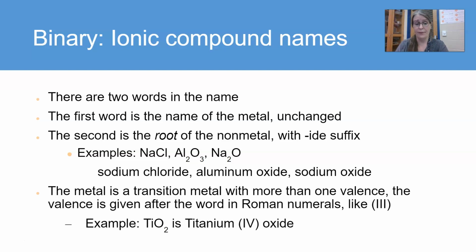So for example here, titanium oxide, well, titanium can make a +2 ion and a +4 ion. And we'll see in a little bit that the formulas would be very different if it was +2 or +4. So we need to say which one it is. This is titanium IV oxide. And so to distinguish between the two of them, we put that 4 in the middle of the name.